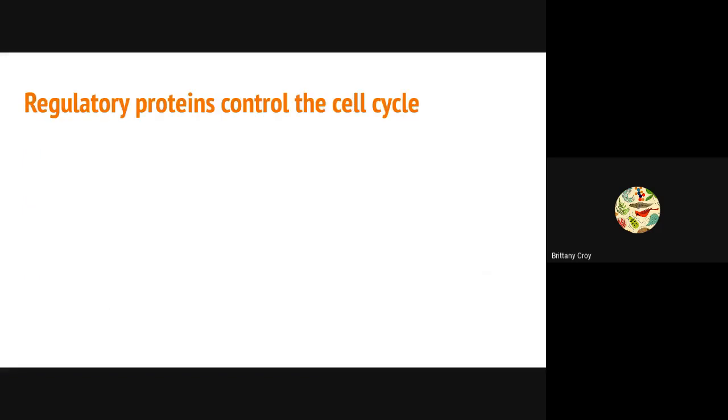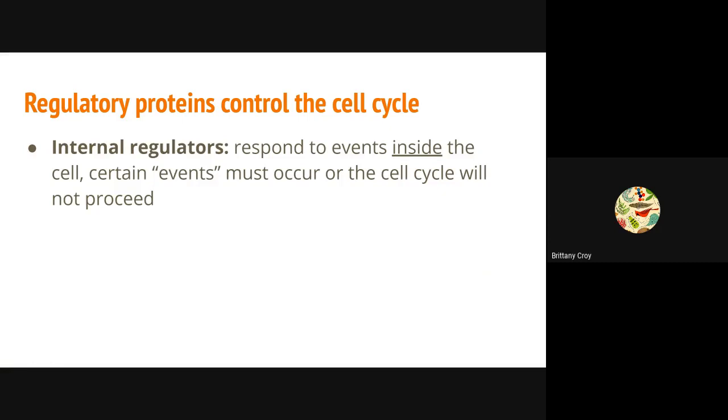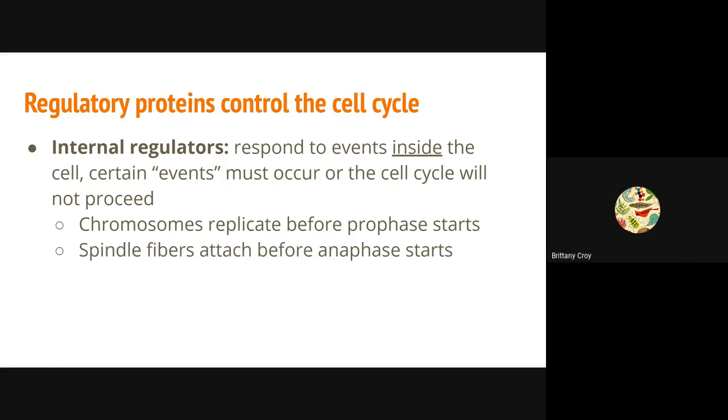Now let's talk about regulatory proteins. There are two types of regulatory proteins. We'll talk about internal first. Internal regulators respond to events inside the cell, and these events must occur or the cell cycle will not proceed. For example, chromosomes must replicate before prophase starts. If chromosomes don't replicate, then the cell cycle will not start. Spindle fibers must attach before anaphase starts. And again, if the spindle fibers don't attach, then the cell cycle will not continue.